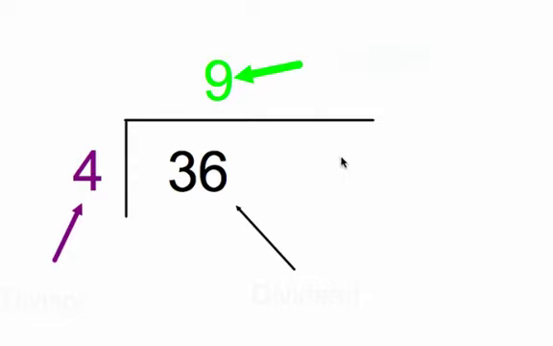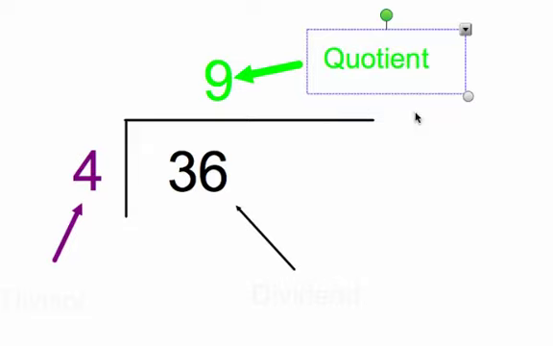So I just want to go over some vocabulary real quick. This is your basic problem. It's 36 divided by 4, and the answer is actually up here. It's 9. And 9 is called, anybody remember what this is called? It's called the quotient. Any answer in a division problem is called the quotient.